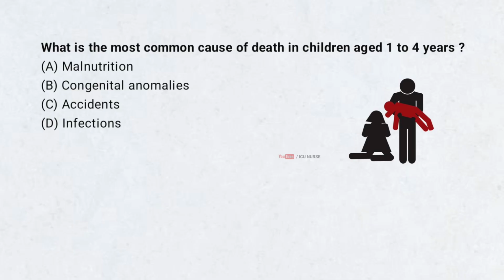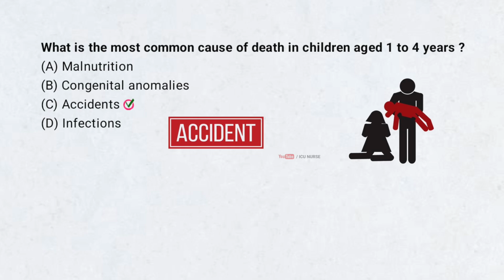What is the most common cause of death in children aged 1 to 4 years? A. Malnutrition. B. Congenital anomalies. C. Accidents. D. Infections. Correct answer C. Accidents. Accidents, especially unintentional injuries, are the most common cause of death in children aged 1 to 4 years.